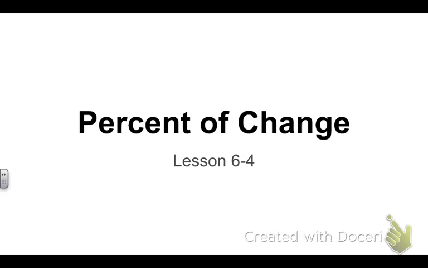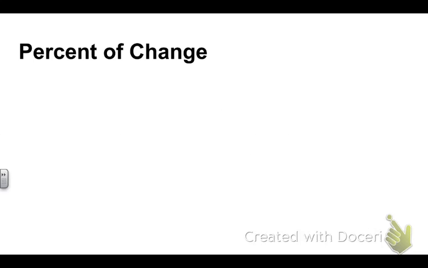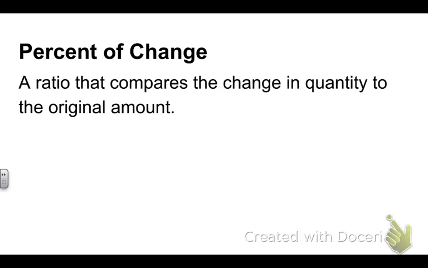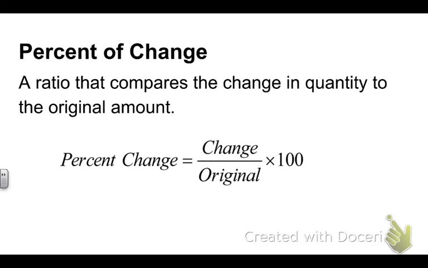All right, lesson 6.4 is on percent of change. What that is, it's a ratio that compares the change in quantity to the original amount. So the formula that you guys are going to use, the equation: the percent of change equals the change divided by the original. And to find the percent of change, that's why we have to multiply it by 100.